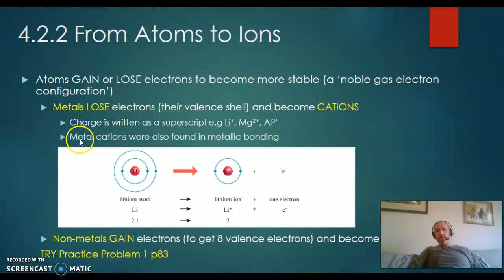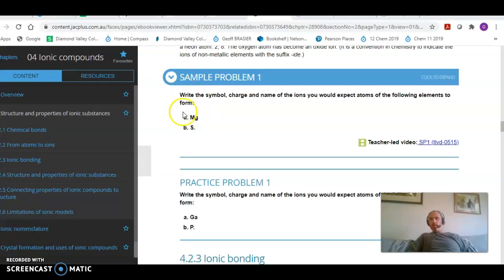And just remembering that the metal cations were also a feature in that metallic bonding, where the valence shell was delocalized. Here we've still got the metal cations. So the metals lose electrons, the non-metals gain electrons to get 8 valence electrons, and they become anions. So there's some sample problems on this one here.